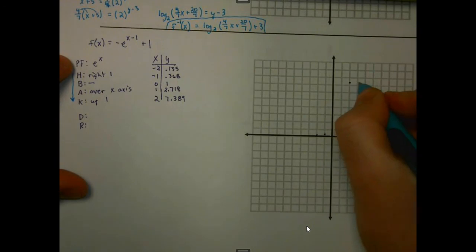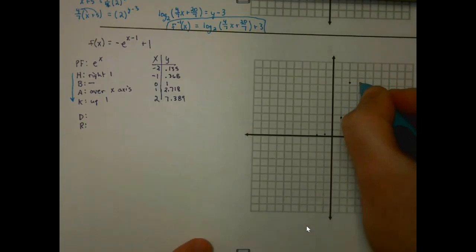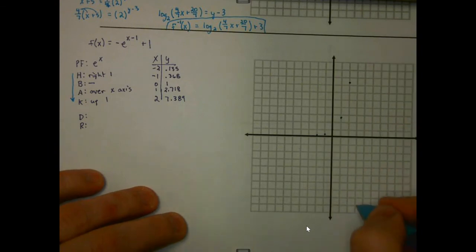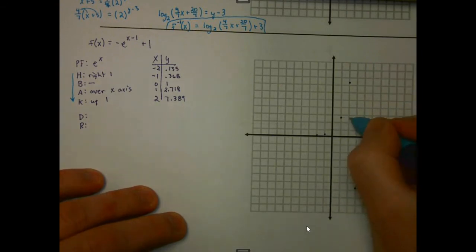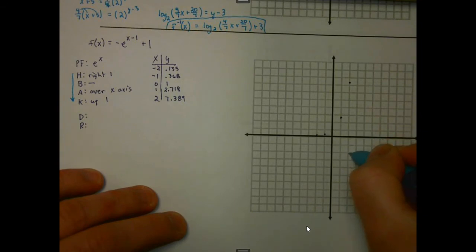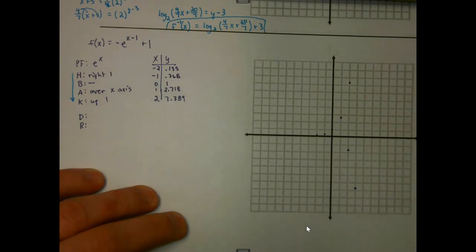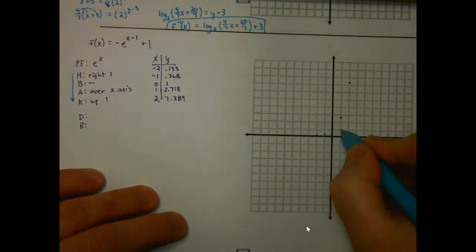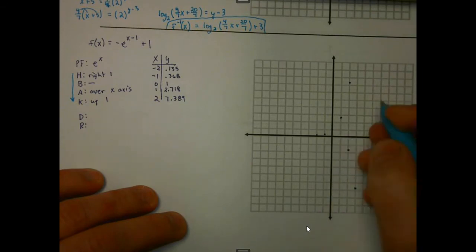Okay, so start here. We're going to go right 1. We're going to go over the x-axis, so flip it over. So it's at positive 7.38, then it's going to go negative 7.38. And then we go up 1, so about here. Okay, we're going to go right 1, flip it over, so you've got your fraction, and then we're going to go up 1. So about here. 0, 1, we're going to go right 1, go over, and then up 1.